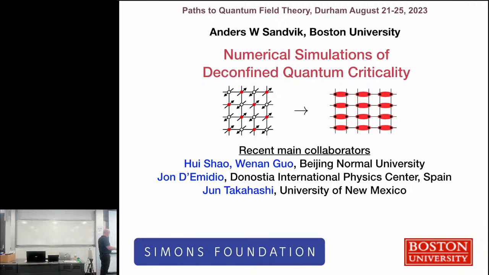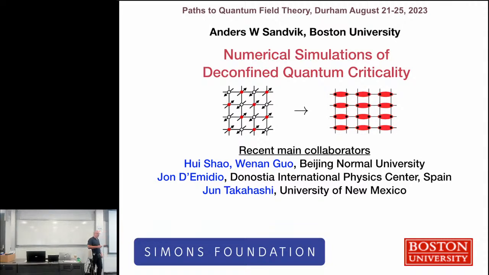These are my main collaborators during the past few years. I have other collaborators that have become apparent in some papers. So Hui Xiao and Wenan Guo, they're from Beijing Normal University. Juan Demidio is in Spain currently, and Jun Takahashi was a postdoc when I spent some time in Beijing. Now he's a postdoc in New Mexico.